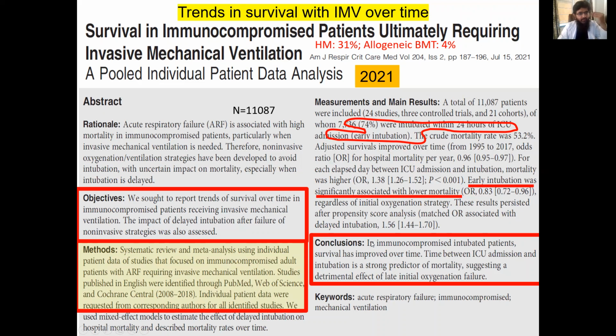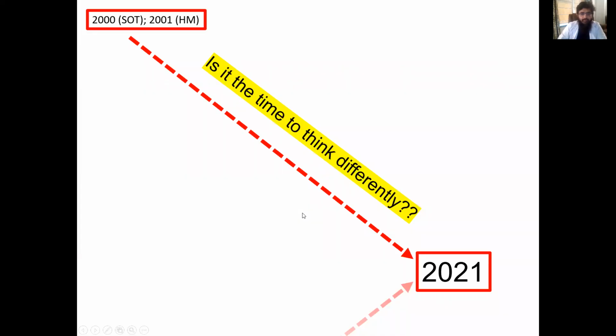thought process that IMV is always dangerous. They found that, unlike that, patients had high survival and lower mortality. They concluded that survival has improved over time, and that time between ICU admission and intubation is a strong predictor of mortality, suggesting a detrimental effect of late initial oxygen failure. So is it time to think differently in terms of invasive mechanical ventilation?